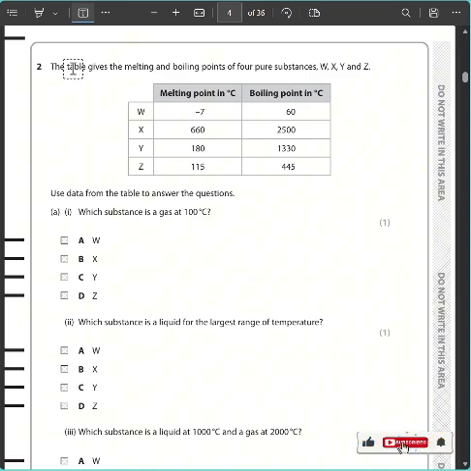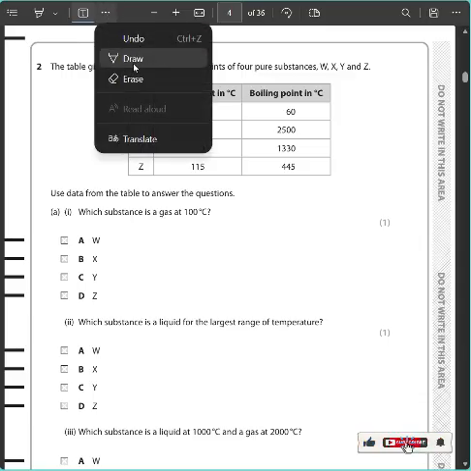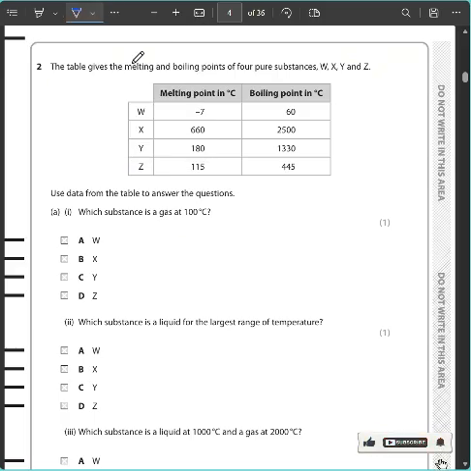The second question. The table gives the melting and boiling points of four pure substances: W, X, Y, and Z. Melting point in Celsius, boiling point in Celsius. Okay, use data from the table to answer the questions. Which substance is a gas at 100 Celsius? It means that its boiling point should be below 100 Celsius, and the answer for this question is A, W, because it has a boiling point around 660 Celsius.